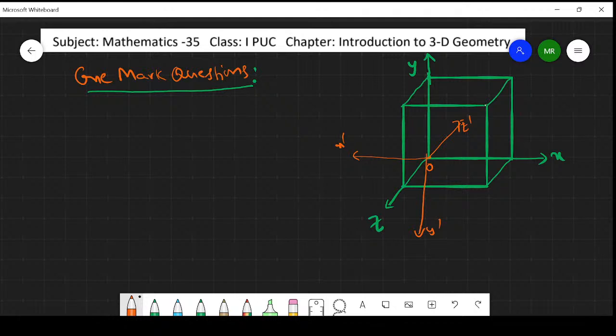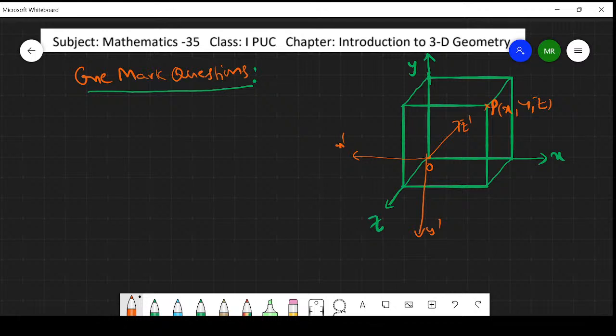Just observe here. Suppose this is the point P in the space. Remember, the point P is (x, y, z) in the space. I have taken a point P (x, y, z) in the space. This is the origin here, (0, 0, 0). We know that.